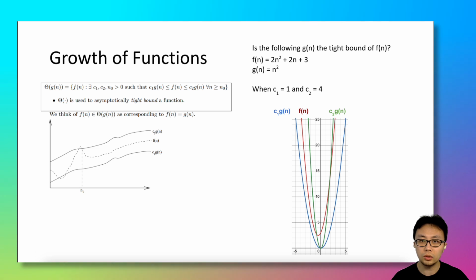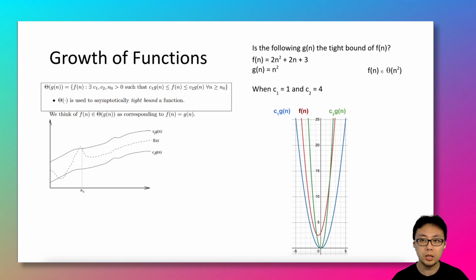And as you can see from this plot, as the input size grows, c2 multiplied by Gn will eventually cross Fn at an input size of about 3 and grow much faster afterward. In contrast, c1 multiplied by Gn will always grow more slowly than Fn. That said, you can easily set a specific input size, such as 10, to sustain this sandwich-like relationship. That said, Gn is a tight bound of Fn. You can express this relationship as Fn belongs to theta of n squared.